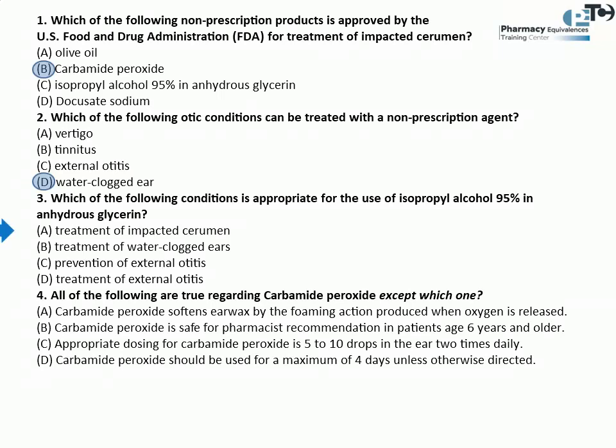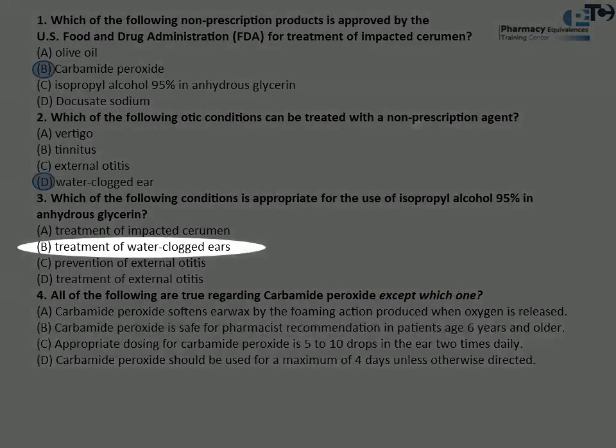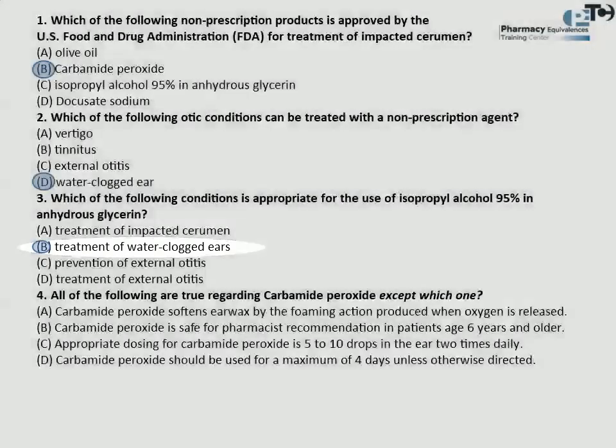3. Which of the following conditions is appropriate for the use of isopropyl alcohol 95% in anhydrous glycerin? A. Treatment of impacted cerumen. B. Treatment of water-clogged ears. C. Prevention of external otitis. D. Treatment of external otitis. The answer is B.